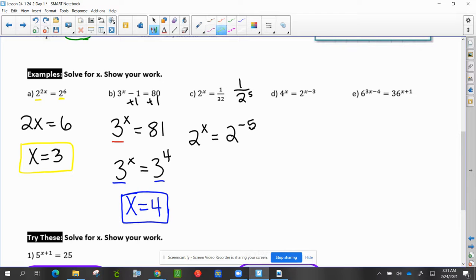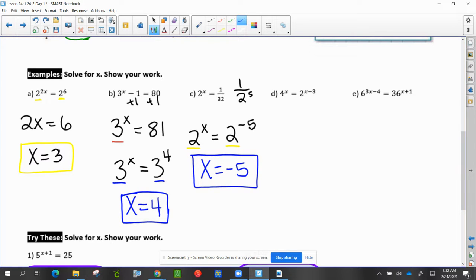Okay, so just remember, you don't have to know all the process of it. Just remember, anytime you have a fraction, bump that fraction to the top and change your exponent to negative. Okay. Now I have the same base, 2 and 2, so I can set my exponents equal to each other. X equals negative 5.